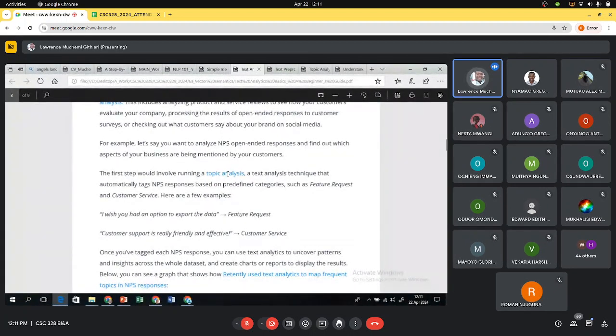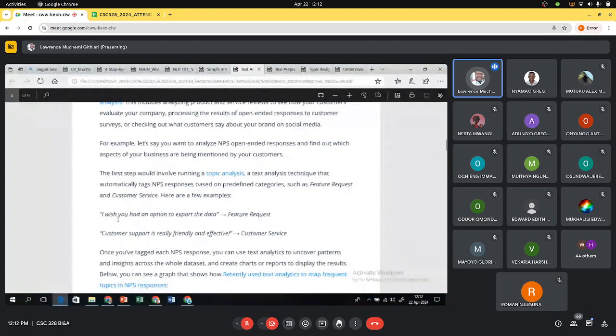A text analysis technique that automatically tags... NPS is just a survey. So it automatically tags the survey responses based on predefined categories. So you can have some predefined categories or predefined topics. For example, you can have topics such as feature request or customer service. And here are a few.